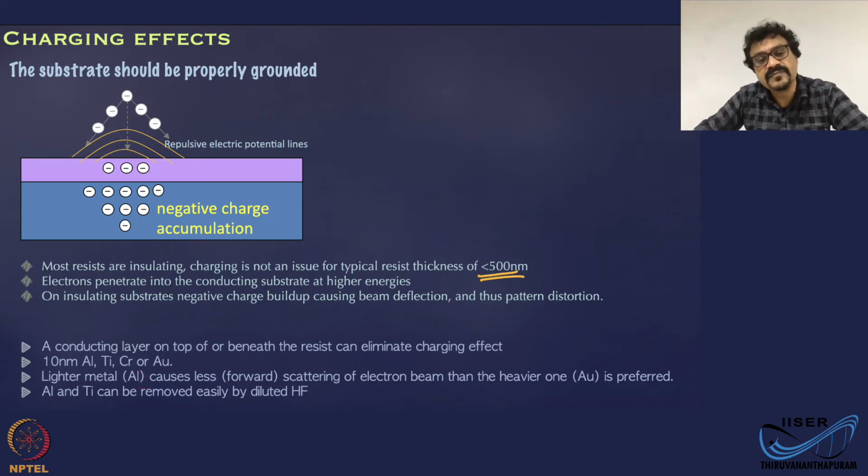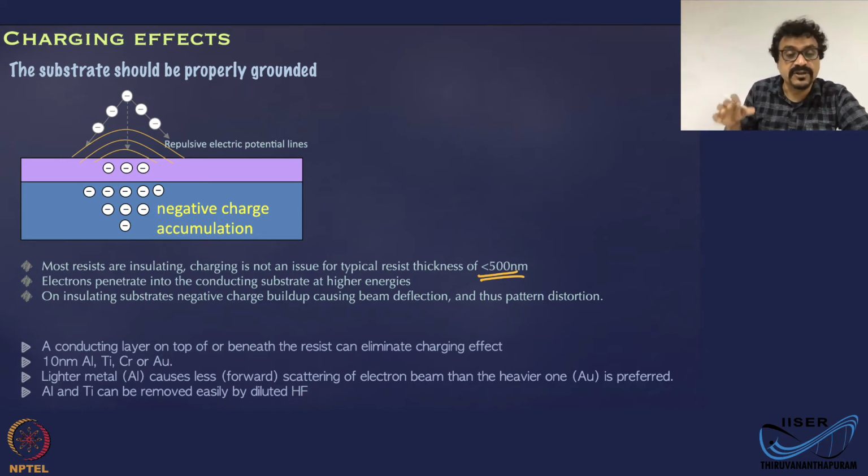Okay, and except for gold, this titanium, aluminum or chromium can easily be removed using dilute hydrofluoric acid after the processing, without affecting the resist. So you have to remove it before you develop. You can dip it in the hydrofluoric acid, get this layer of chromium or aluminum removed, then do your normal developing. That is the process. Okay.